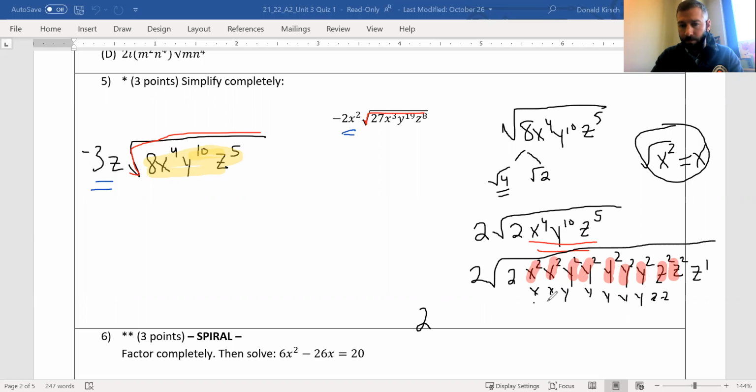The 2's already out there. How many x's now? 2 of them. How many groups of 2 for the y? 1, 2, 3, 4, 5 of them. How about the z? 2 of them. Was there anything left over on the inside? Of course, we have a 2 and we have a z.